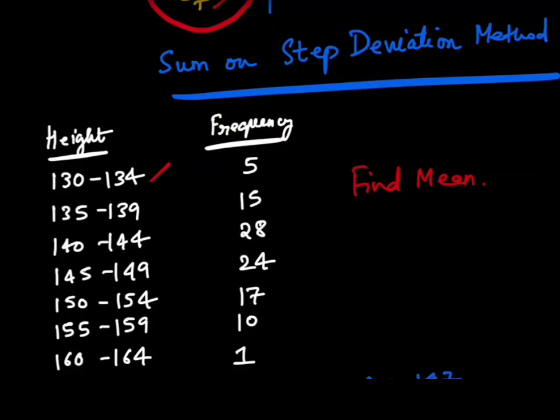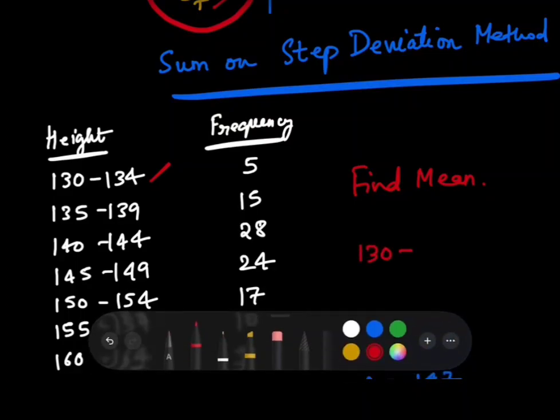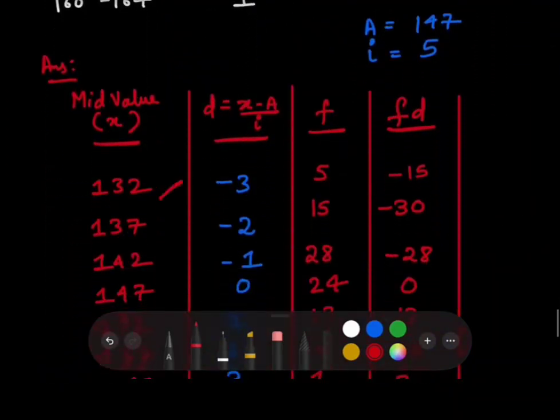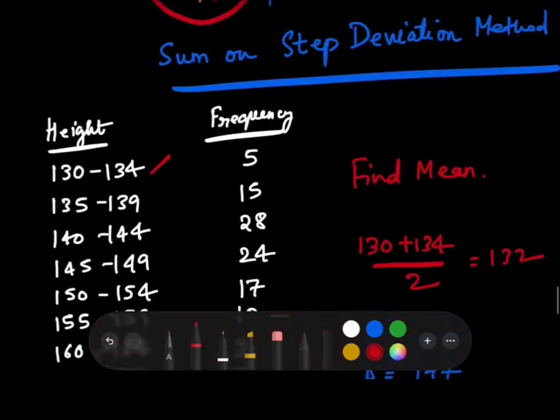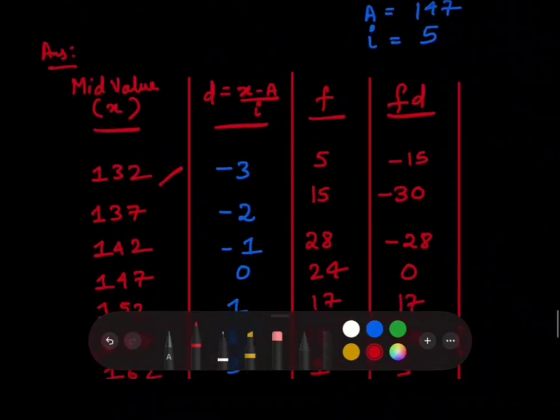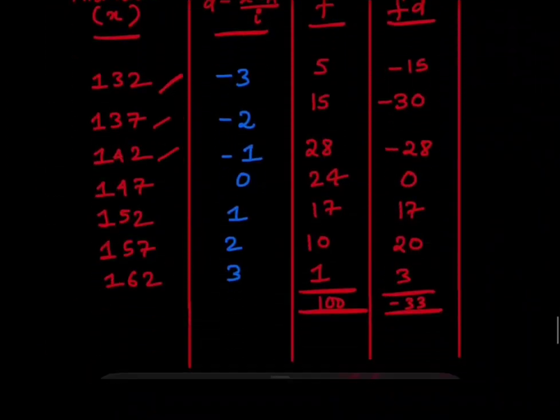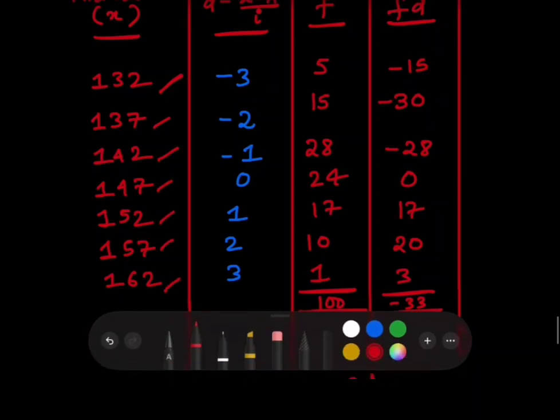How do we find the mid values? Mid value is like 130 plus 134 divided by 2. So we add the lower class limit and the upper class limit and divide by 2 to find the mid values. So we get here 132. Same way for the next one we'll do 135 plus 139 divided by 2 and we'll get 137, and so on. We will find the mid values over here first. This is the value of x.